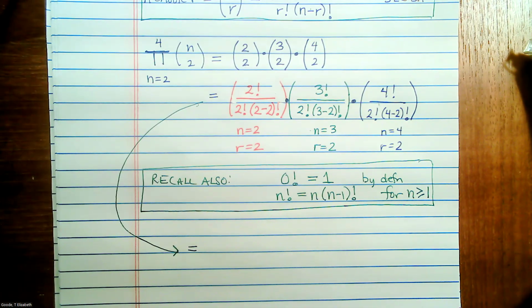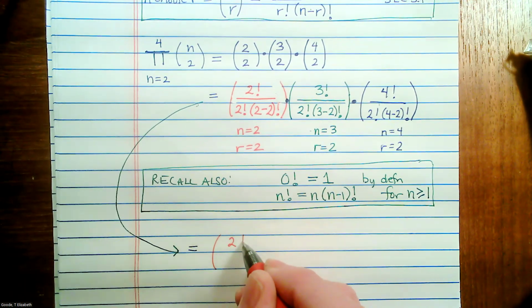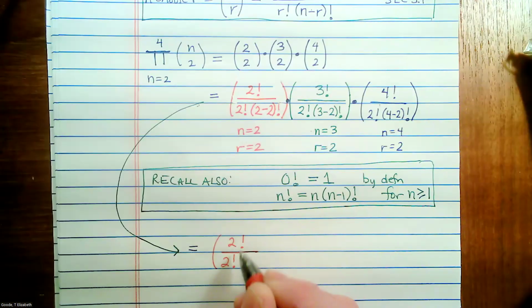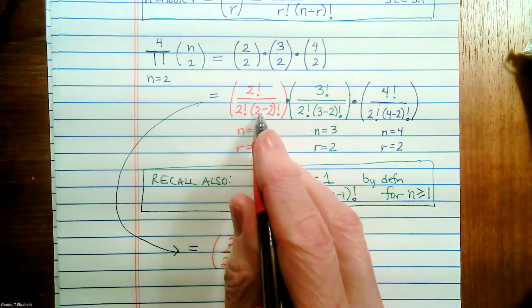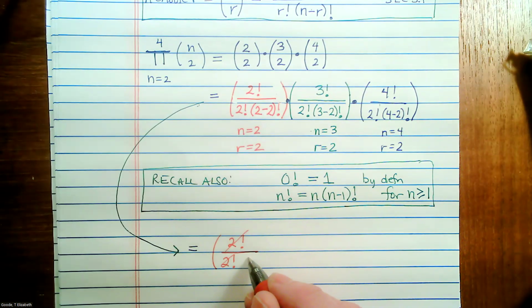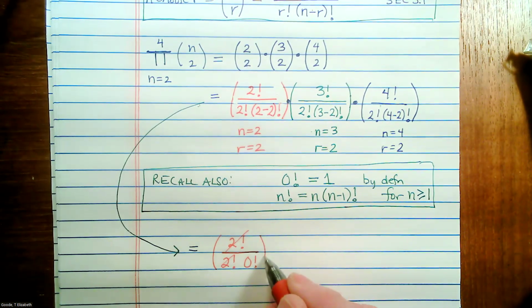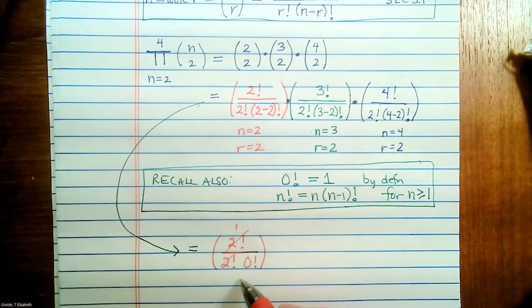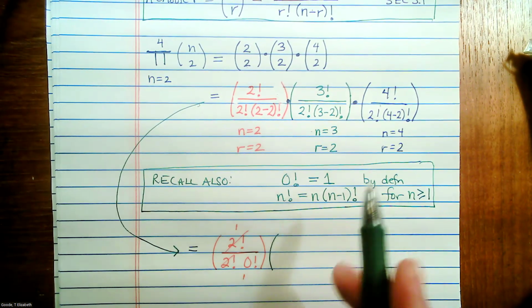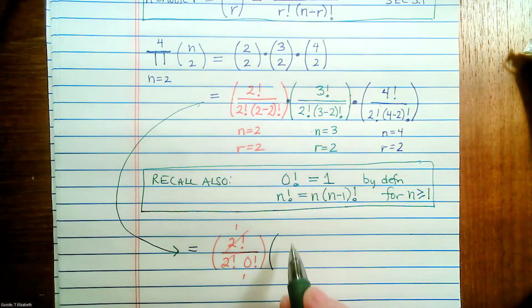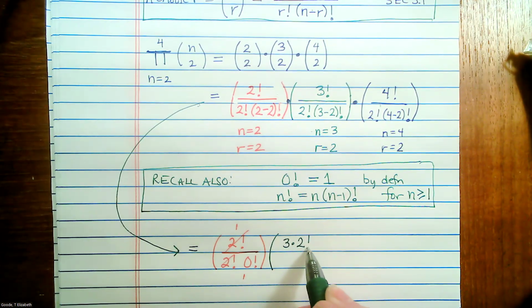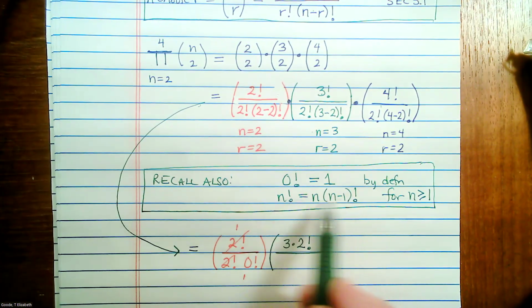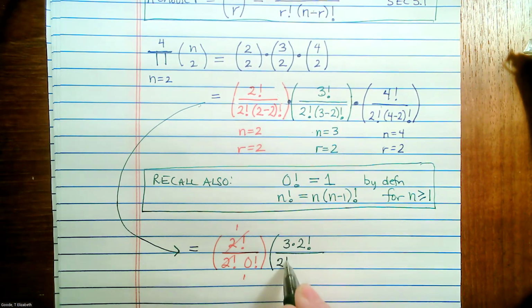So we have on top the 2 factorial divided by the 2 factorial, they'll cancel. And then 2 minus 2 factorial is 0 factorial, but that's just 1. So this becomes 1 over 1. And the second factor, well, 3 factorial is 3 times 2 factorial. By definition, 3 factorial is 3 times the factorial below. And there's a 2 factorial down here. And of course, 3 minus 2 is 1.